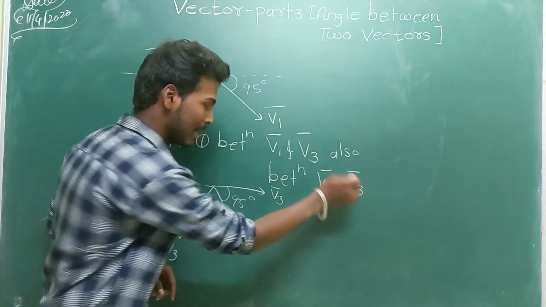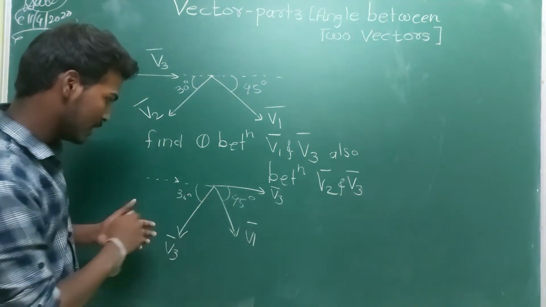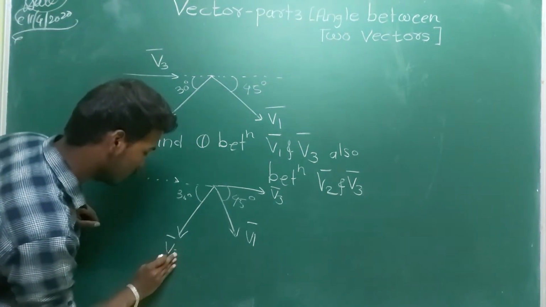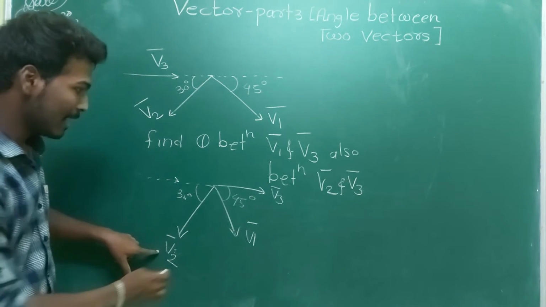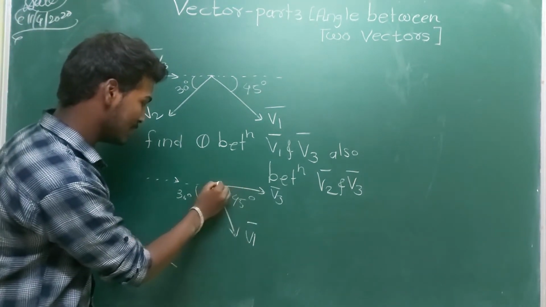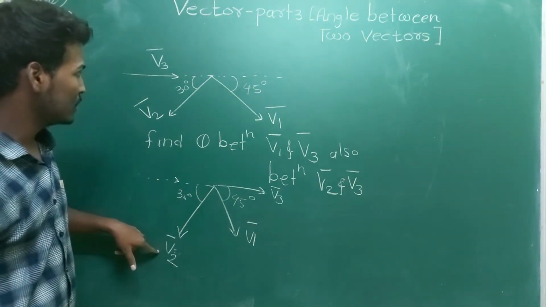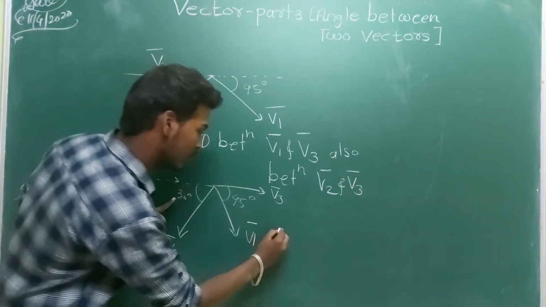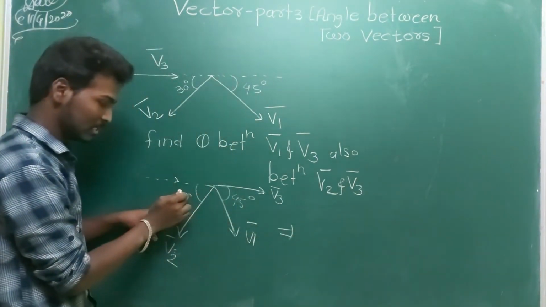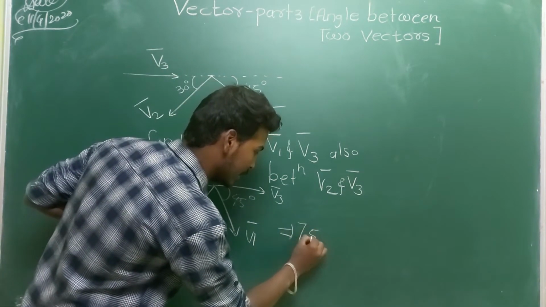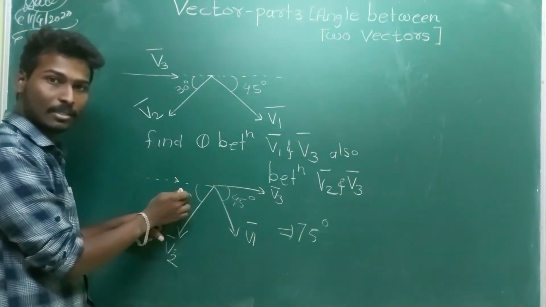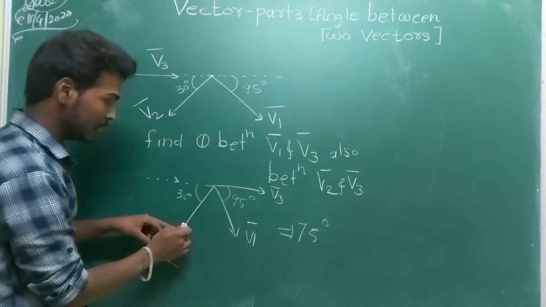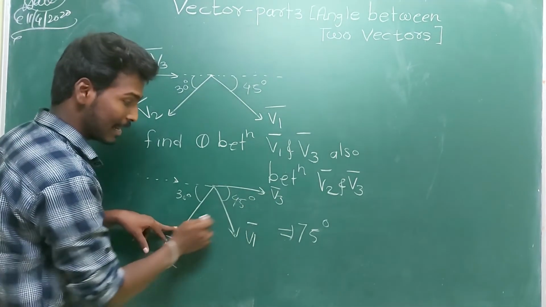And between v2 bar and v3 bar, where is v2 bar? Okay, here it is, v2 bar. So v2 bar and v3 bar. So this angle we have to calculate first. This is 45 degree, this is 30 degree. It will be a total of 45 plus 30, 75 degree. Am I right? 45 plus 30 degree. We have to find the angle between v2 bar and v3 bar.